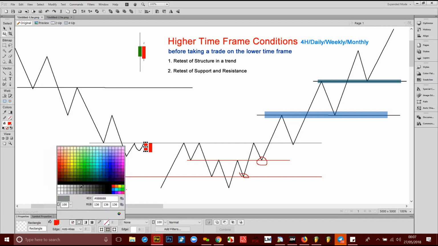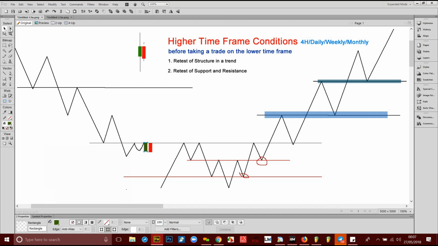Change that to green. So this should be green. Why is it green? Because it's actually going up. See, it's going up. So what I'm looking for is a candle that is going up. Sorry for that. My tool is not very user friendly. Okay, I'm just going to do this.